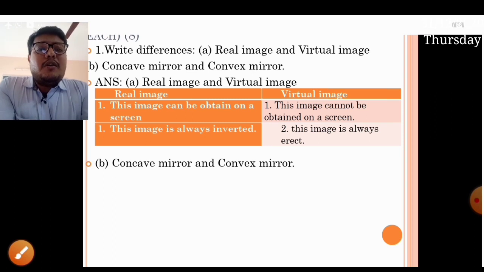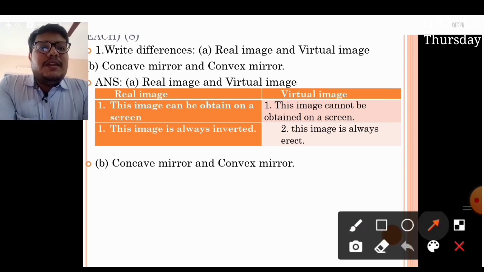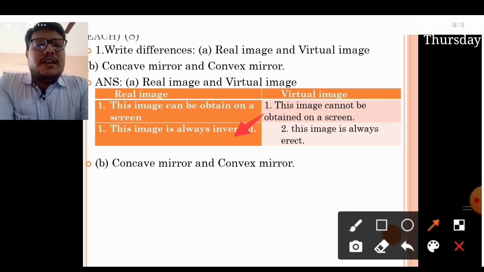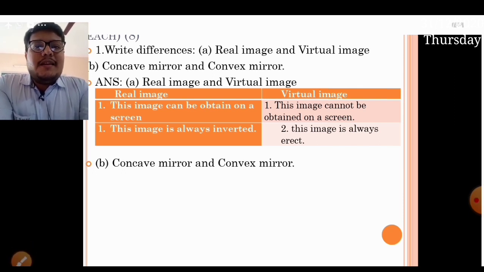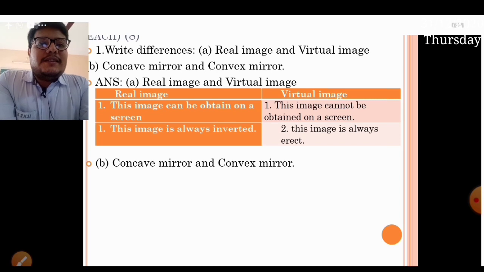Now let's see about second point. This real image is always inverted, right? If we talk about virtual image, this image is always erect, right? Virtual image is always erect. So this was your first difference between real image and virtual image. See the second difference, that is concave mirror and convex mirror, right? Right now I'm talking about mirrors, so don't get confused between mirrors and lenses. So let's see answer.